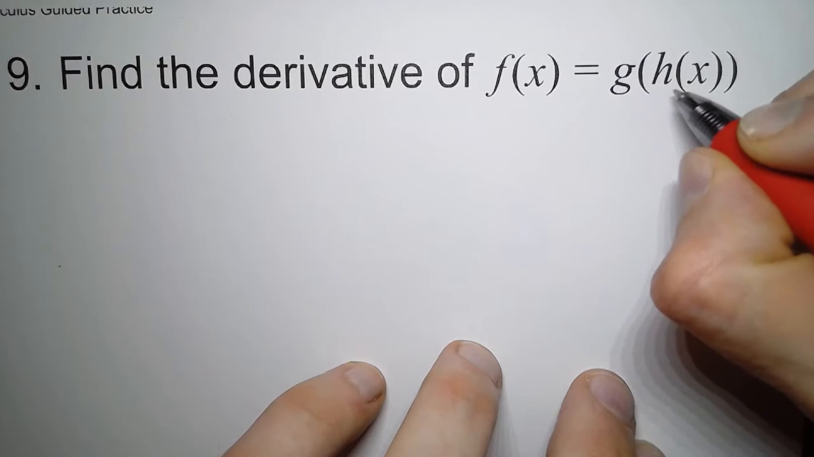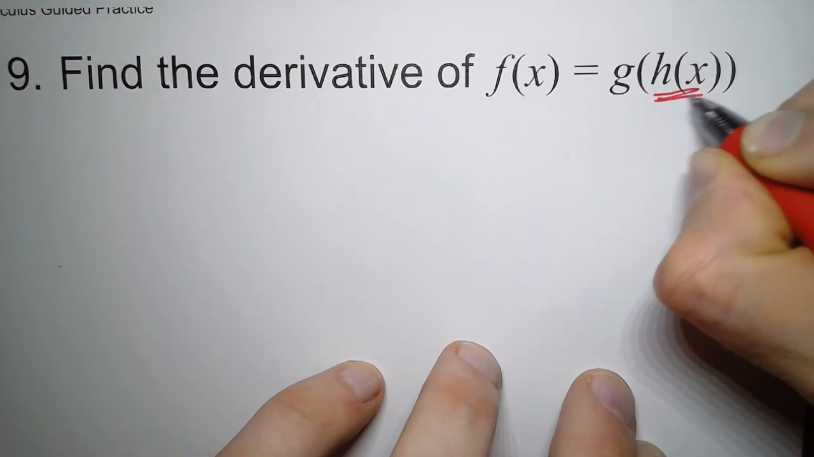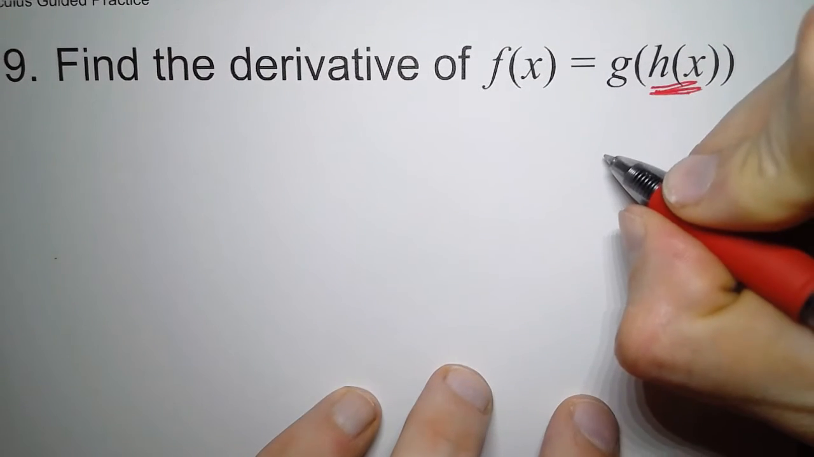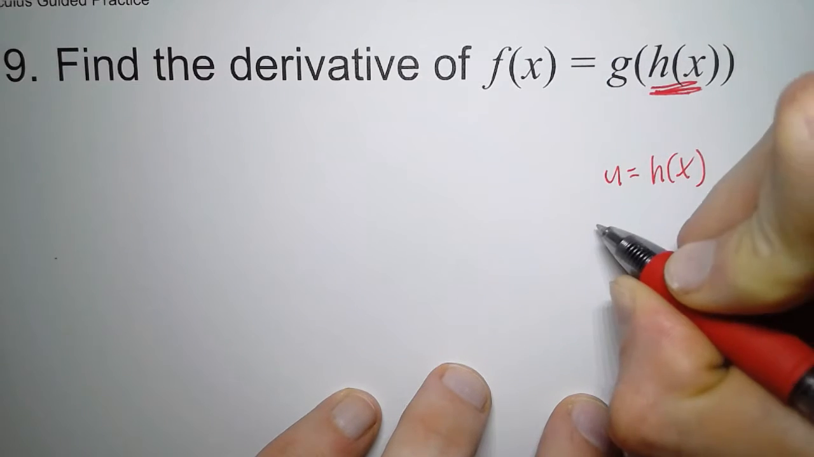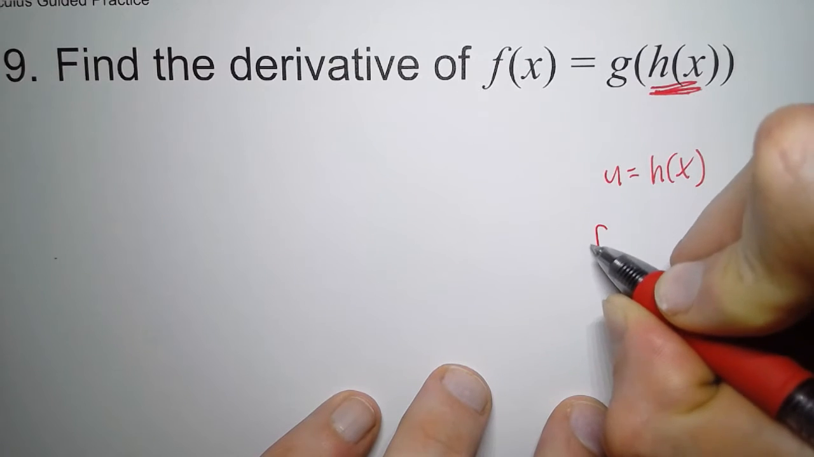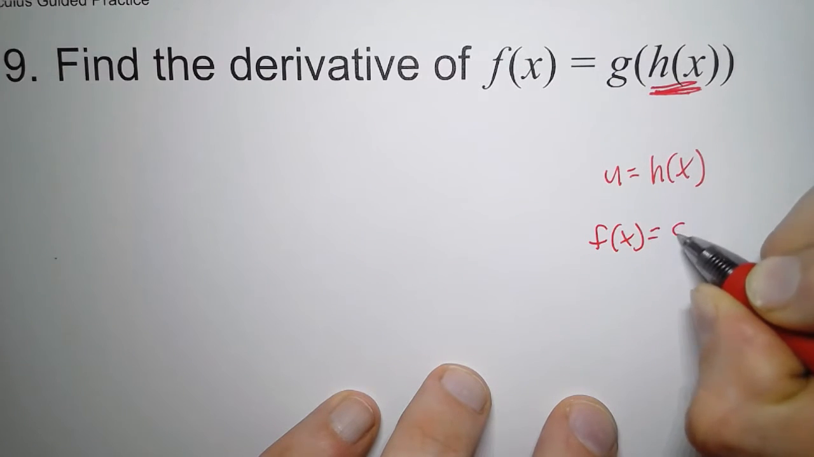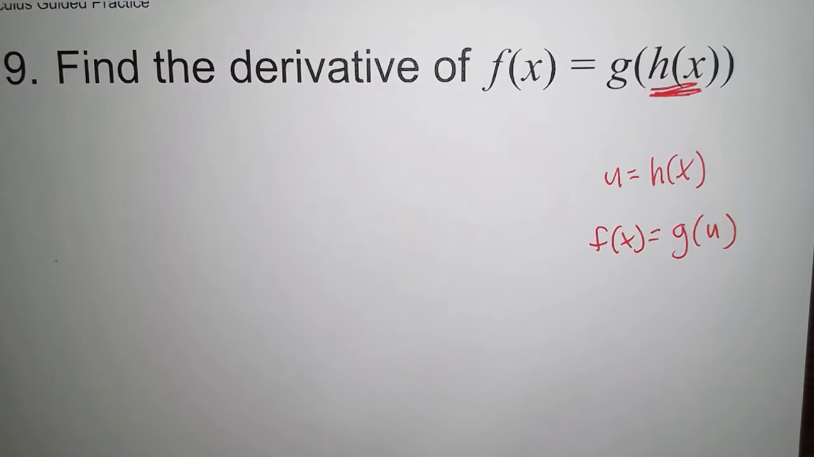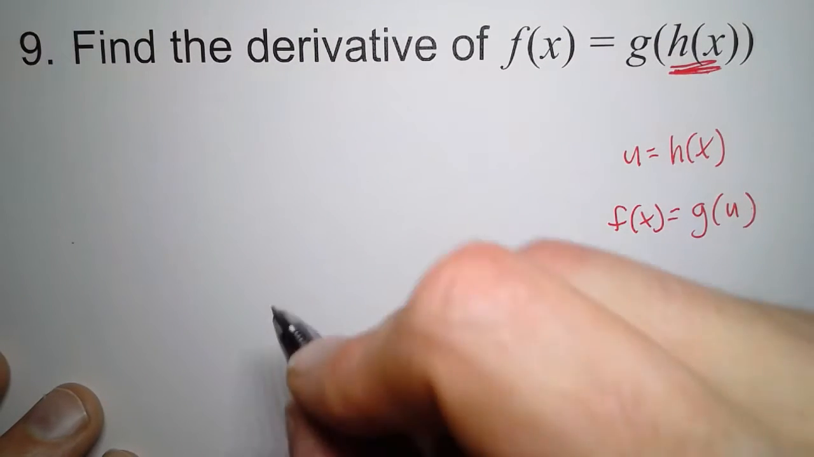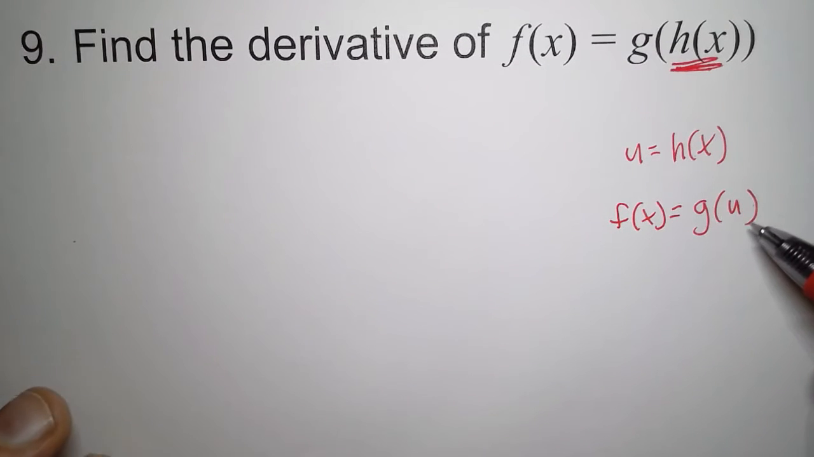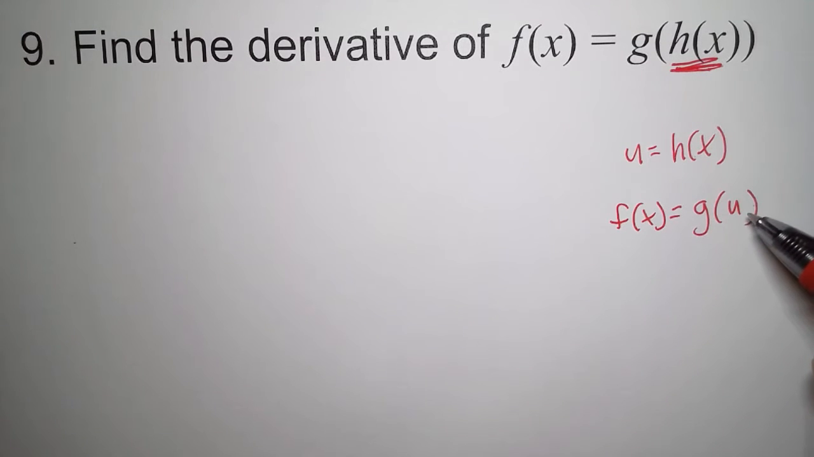Now, what is our inside function? Our inside function is h. And let's call this something else. So u equals h of x. And so f of x equals g of u. Now when you look at chain rule in most textbooks, you'll see that they'll take out this inside function and replace it with u like that. So the derivative of u is h prime, and the derivative of f of x is g prime of u.